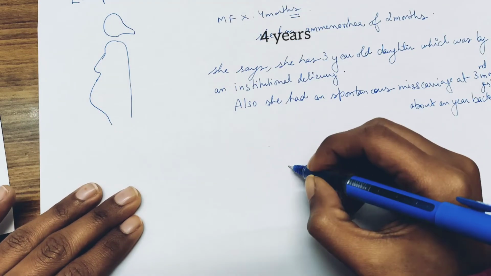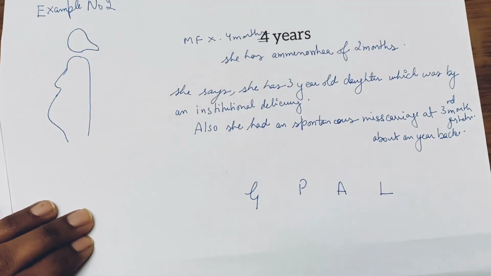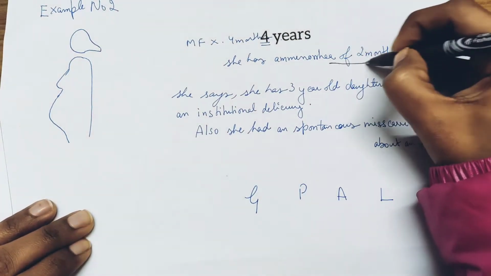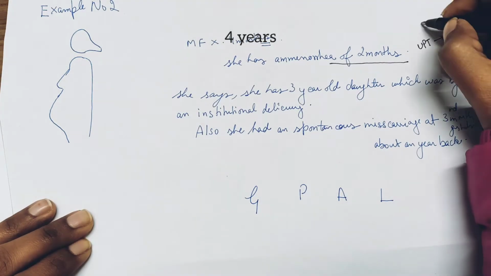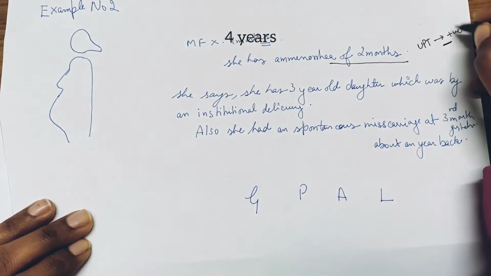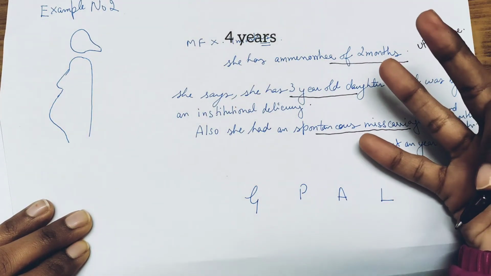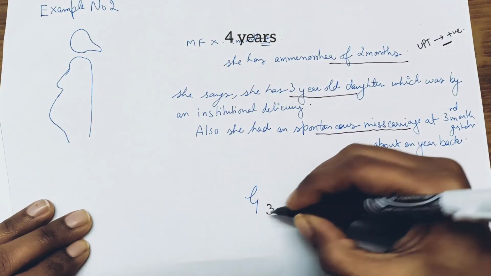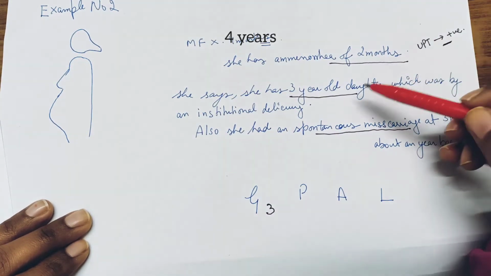So she says she's currently amenorrheic for 2 months. The first thing that I'd like to do with her is get a urine pregnancy test done. So her urine pregnancy test turns out to be positive. So she is pregnant. Now, how many times has she been pregnant? She is currently pregnant, and she was pregnant before also 2 times. So she's a gravida 3.